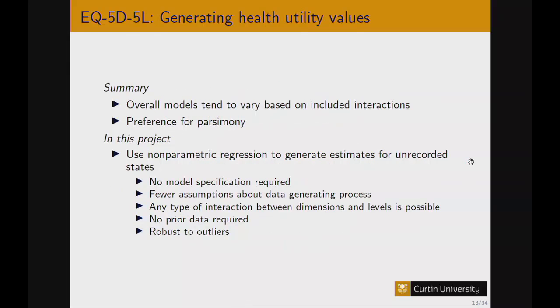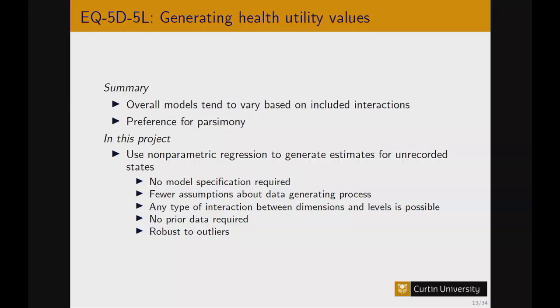Okay, so the summary here is that overall, the models tend to vary based on what types of interactions are included in them. There is a strong preference for parsimony, and actually a small preference for reporting coefficients, so that the users of these data sets actually calculate the utility values for each of the health states. So that comes up later, because in nonparametric regression, we don't get coefficients. So I can't report to you a list of coefficients, I just have the values at the end. So there's a sort of paradigm shift in how you would look at the results and how you might use the results.